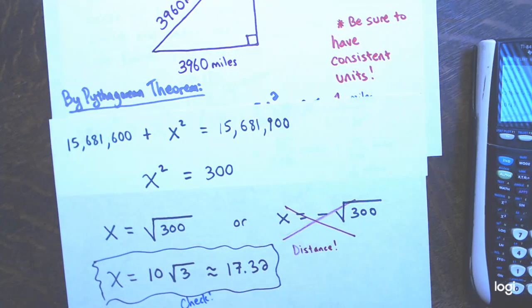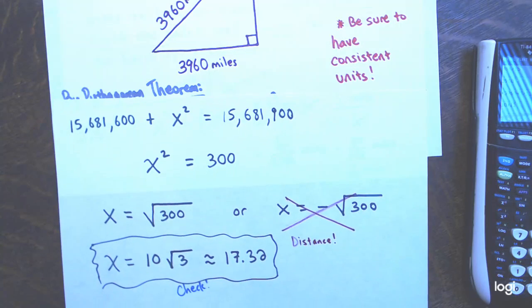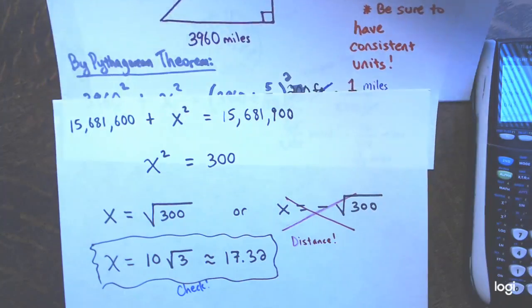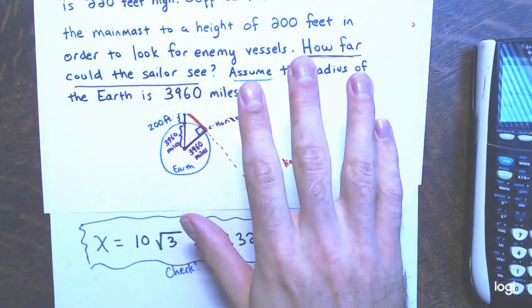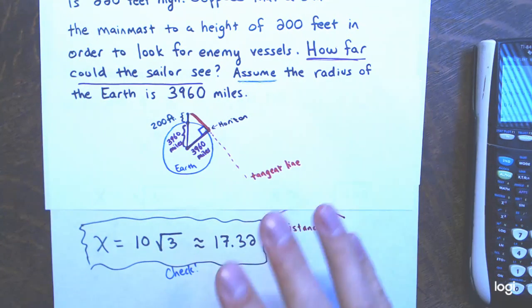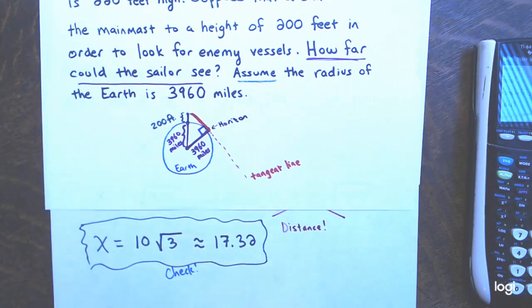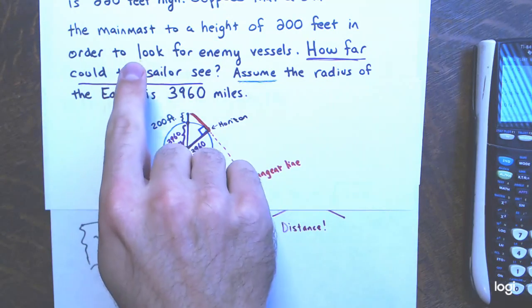Okay, so now I have to answer the question. Sure, we solved the equation, but we have to answer the question, and I've mentioned this in other videos of mine as well. When you have a word problem, you should be answering your questions in complete sentences and have units attached to the numbers so that they give them meaning. All right, what was the question here? What did they ask of us? How far could the sailor see?